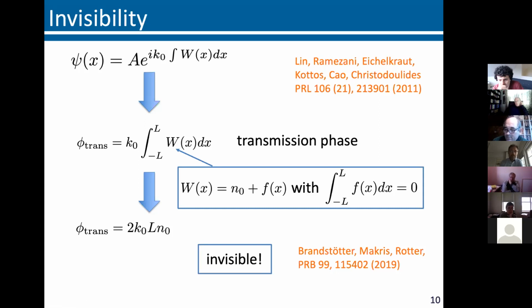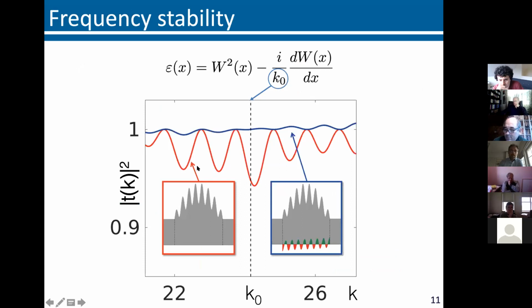So we checked, for example, how much transmission we get if we try to transmit a wave, as a function of the wave number, across the Hermitian system without gain and loss. And there you see that the transmission actually changes a lot. It fluctuates as a function of the wave number. Maybe I should use the laser pointer.